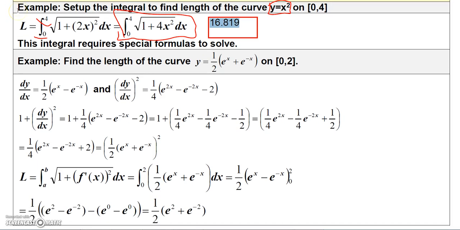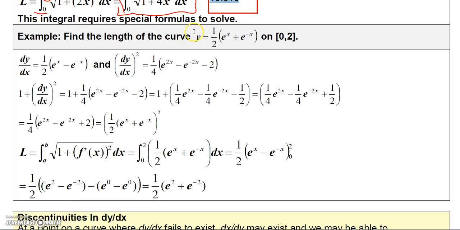Okay, so the next one says find the length of the curve, this curve, on 0 to 2. This requires quite a bit of algebra, so I don't want to get bogged down in the algebra, but let me just tell you that if you take the derivative of this function, you're going to get 1/2 times e to the x minus e to the minus x, and then you're going to need to square this. So if you square this, you're going to get this expression, and then in the formula you're going to have to add 1 to that expression.